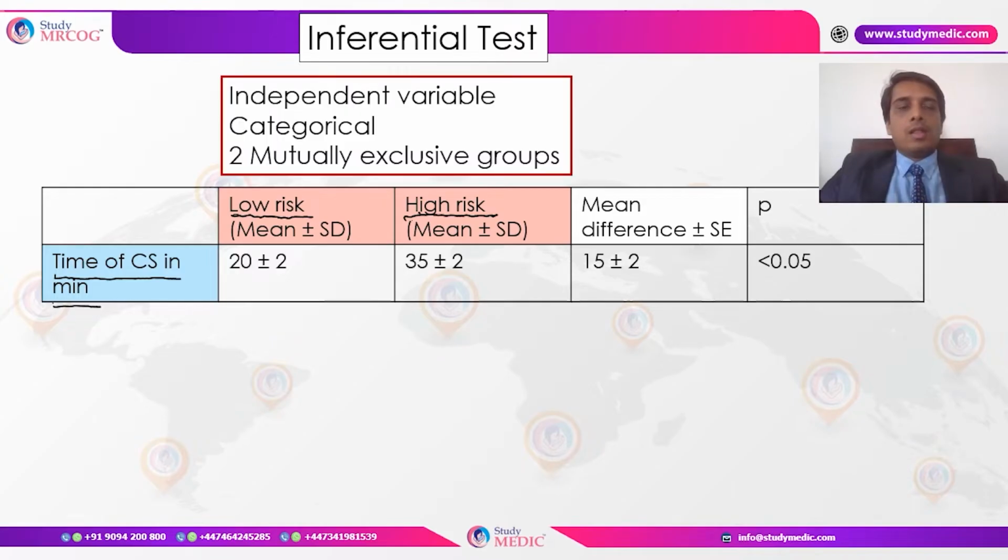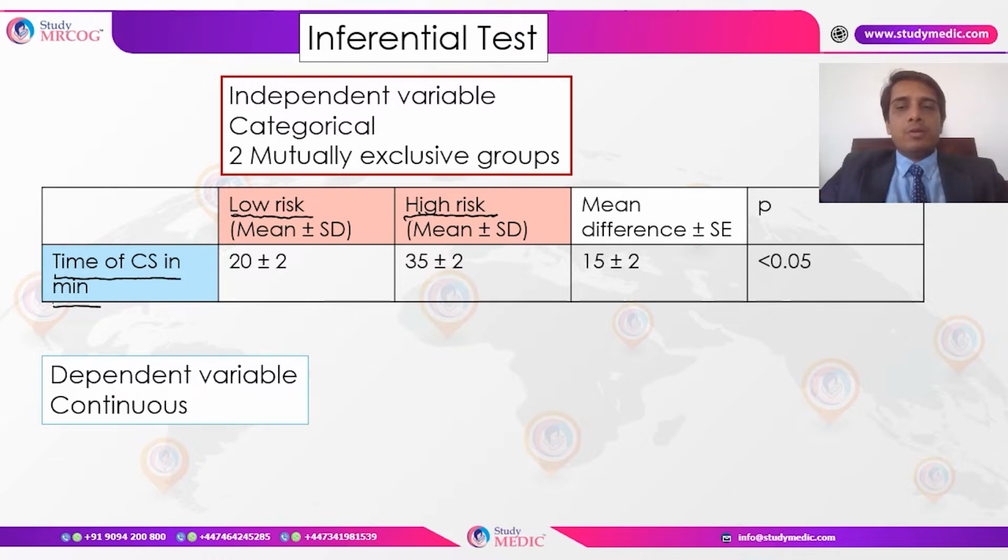the dependent variable is the continuous variable, and we are trying to find out the significance of the difference in mean of this continuous variable between two mutually exclusive independent categorical groups. So the low risk group versus the high risk group. Between these two mutually exclusive categorical groups, we are trying to find out the significance of the difference in mean of the continuous variable, that is the time duration of cesarean section.